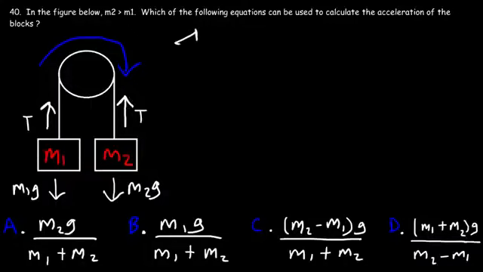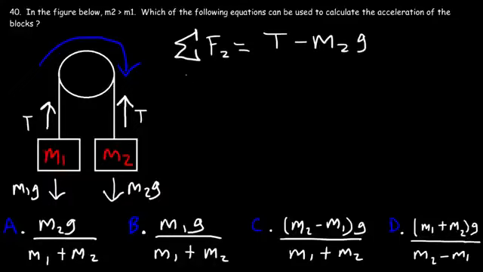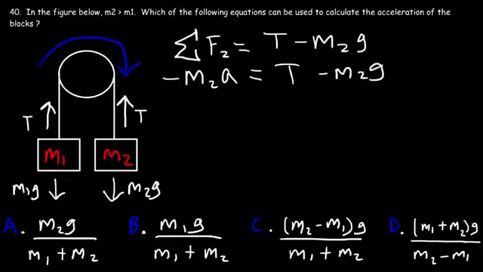So the net force in the y direction for block 2, I'm going to call it F2, is equal to the upward tension force minus the downward weight force. And the net force is mass times acceleration, but we're dealing with block 2. Now, because block 2 is moving down, the net force has to be negative m2a, because the net force is directed in the negative y direction. So let's isolate T in this problem. Let's take this term and move it to that side. So T is m2g minus m2a.